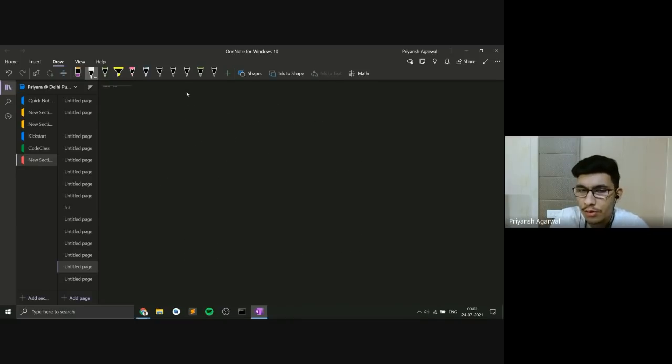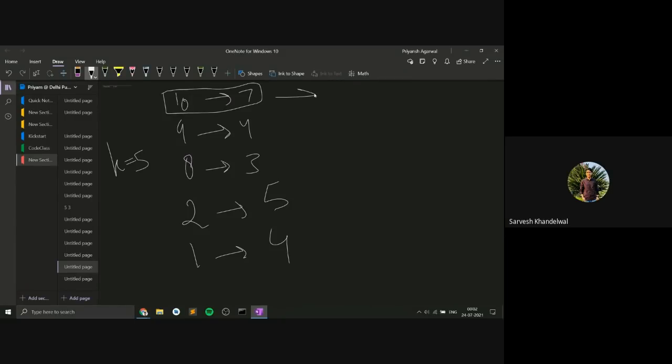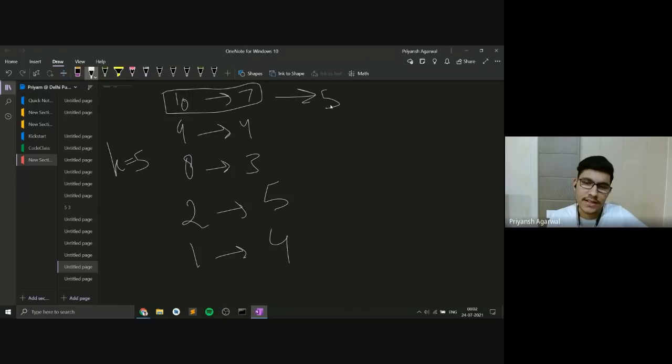So for every element, you can maintain its frequency. Let's say k is equal to 5 right now. 10 is occurring, let's say 7 times. 9 is occurring 4 times. 8 is occurring 3 times, and 2 is occurring, let's say 5 times, and 1 is occurring 4 times again. Now can you tell me how many 10s can I choose from here? First of all, if k is equal to 5, I can choose 5 10s, right? So I have chosen 5, and the other remaining 10s just go to waste. We don't really care about them now.